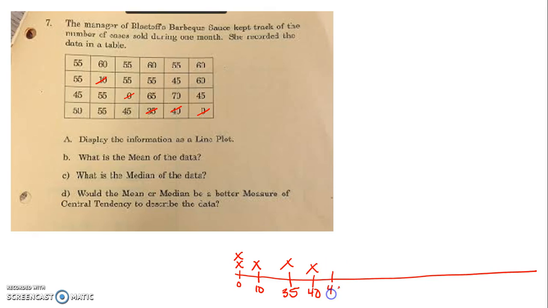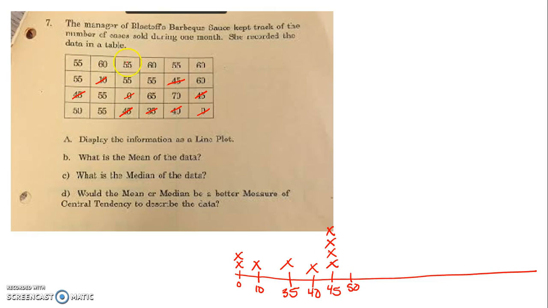I see some 45s. So if I look for the days they sold 45, there's a day they sold 45, and I'll put an X for that. There's another, and I'll put an X. There's another, an X. And another. So there were 1, 2, 3, 4 days where they sold 45. Next one we'll check out is 50.